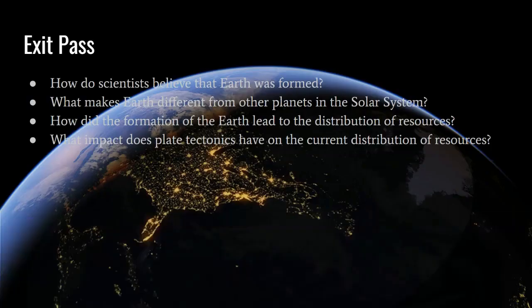All right, to wrap up here, there are 4 questions you should be able to answer now that you've watched this video. Number 1, how do scientists believe that the Earth was formed? Number 2, what makes Earth different from other planets in the solar system? Number 3, how did the formation of the Earth lead to the distribution of resources? And number 4, what impact does plate tectonics have on the current distribution of our resources?